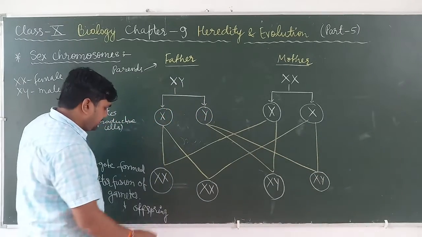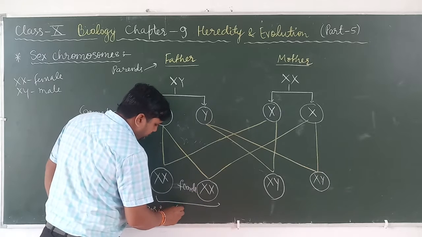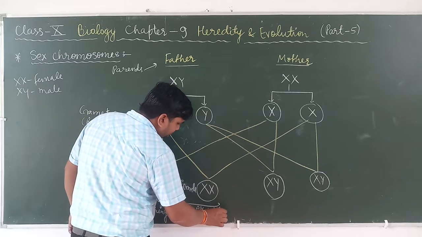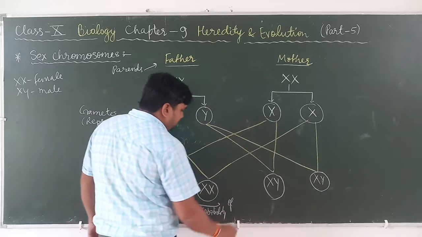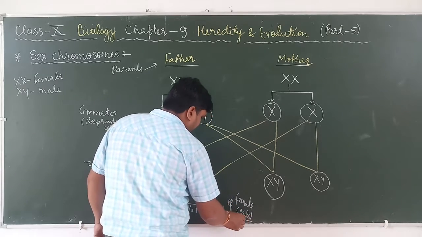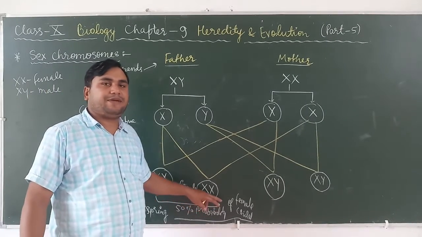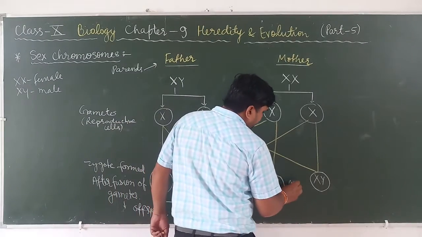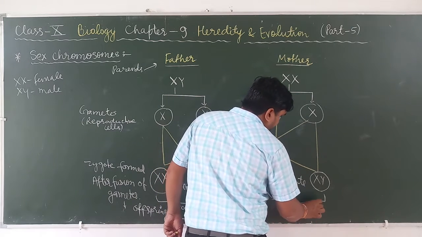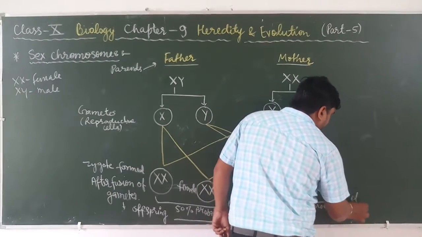So for the probability, here both are female, so there is a 50% probability of a female child, because XX we already know is the female sex chromosome. Here this is male, XY, so there is a 50% probability of a male child.